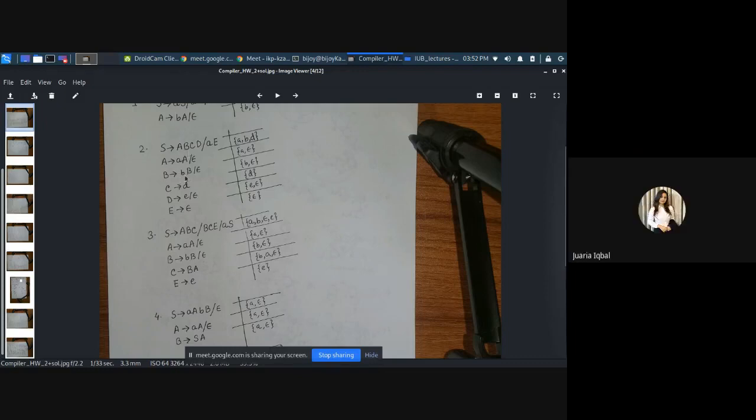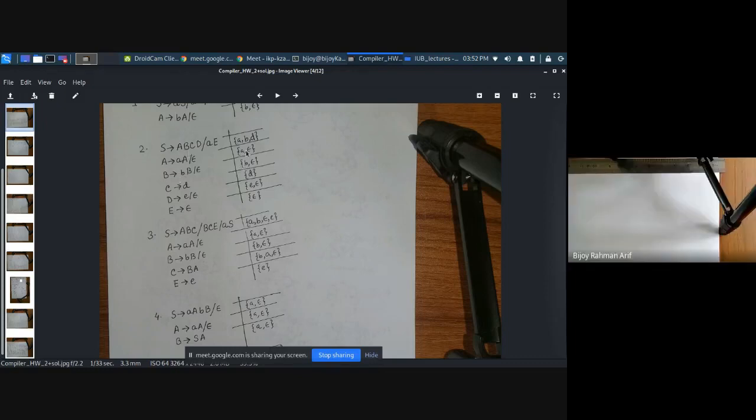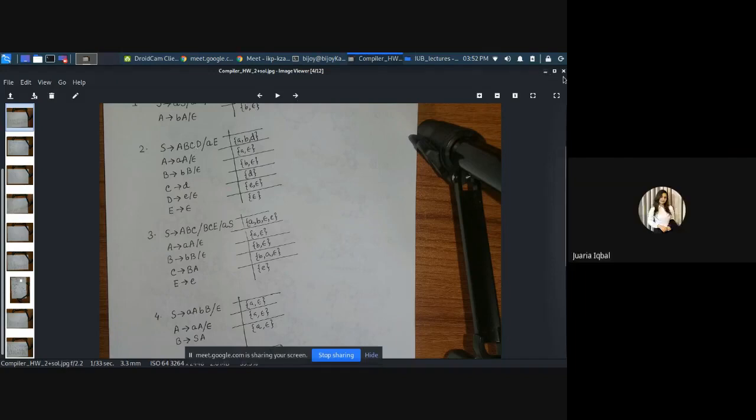What is first of B? First of B is nothing but B, so let's put B. Then put epsilon, and this B is crossed out. Then C is exposed. What is first of C? D. So we put D. After that we cannot go anywhere because C does not have epsilon, so we have to stop here. We are done. Okay, I get it. Thank you, sir.